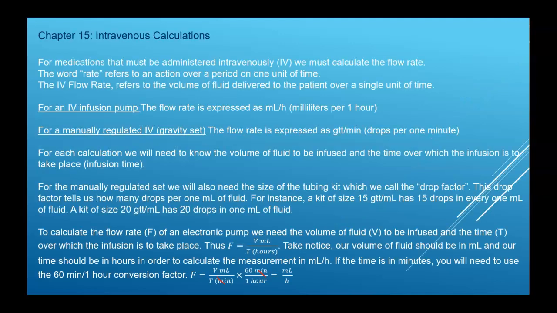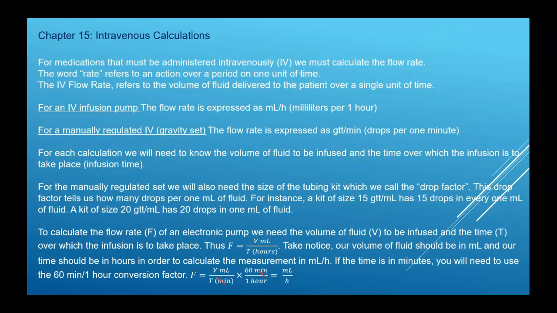Okay, so we should all be familiar with IVs. We have two types of IVs, an electronic infusion pump, and we have a manually regulated, sometimes we call it a gravity set. Now, more and more you're going to see the infusion pump, but there are times where a pump may not be available, but you should still know how to regulate a gravity tubing set.